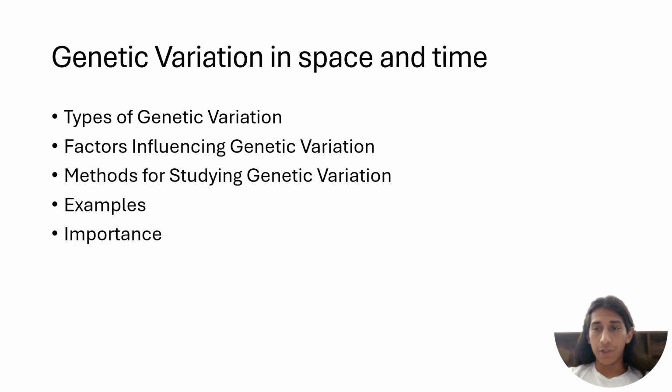Temporal variation, genetic changes within a population over time. Some factors influencing genetic variation: mutations, of course. New genetic variants arise through mutations. Gene flow, movement of individuals with different genes into a population. Genetic drift, random events alter the frequency of genetic variants. Natural selection, environmental pressures favor certain genetic variants. Genetic hitchhiking, neutral or deleterious alleles become more common due to linkage with beneficial alleles.